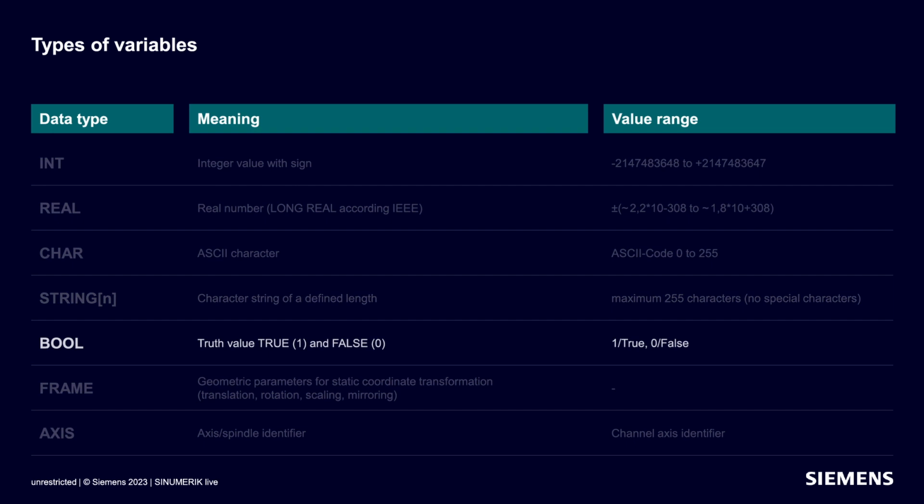Variables of the bool type are used less frequently. They are exactly 1 bit in size and contain the value true or false. They can be used to remember conditions for program branches.